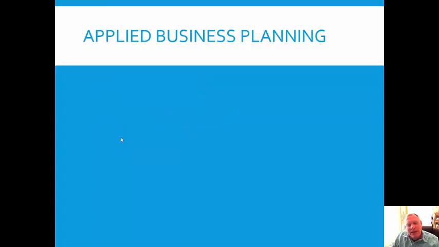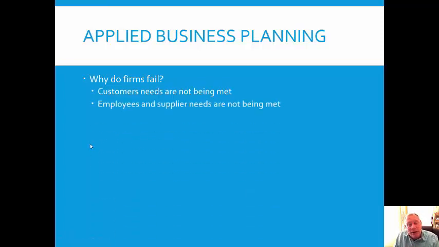Why do firms fail? I think it's important to look at this because one of the reasons firms fail is they don't have a solid business plan, and they do random activities, and random activities are not successful. When you look at the details of why firms fail, customer needs are not being met. You may think you know what the customer wants, but until you really start knowing your customer and becoming part of the business process, you need to produce what they want, not what you want. Employees' and suppliers' needs are not being met. Okay? You're not creating an environment that employees like to work for. Suppliers aren't getting paid.